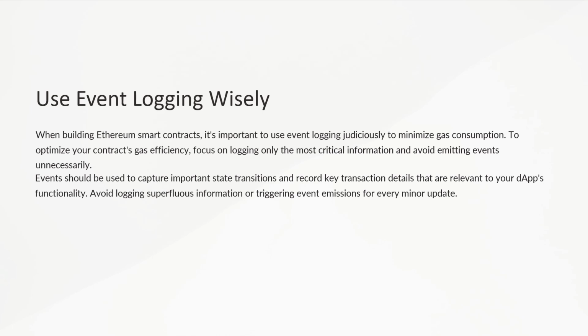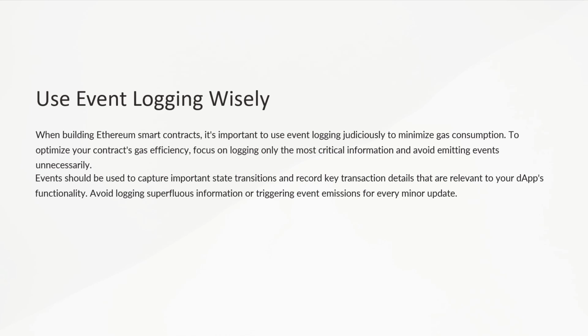Event logging is a critical aspect of Ethereum smart contract development, and it's important to use it effectively to minimize gas consumption and optimize the efficiency of your decentralized applications. Event emissions are not free, and emitting an event incurs a certain amount of gas cost. Therefore, employing event logging judiciously is essential for minimizing unnecessary gas usage.